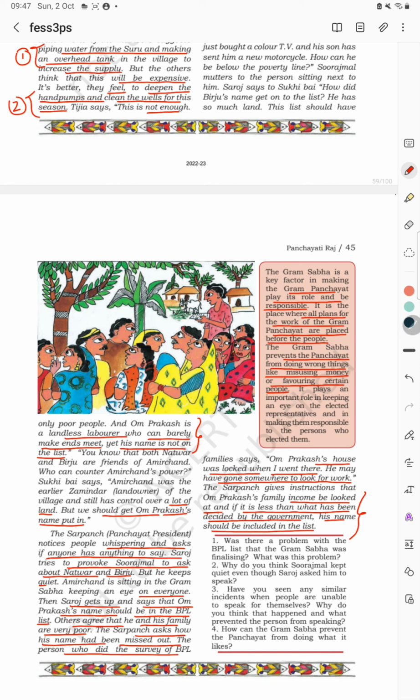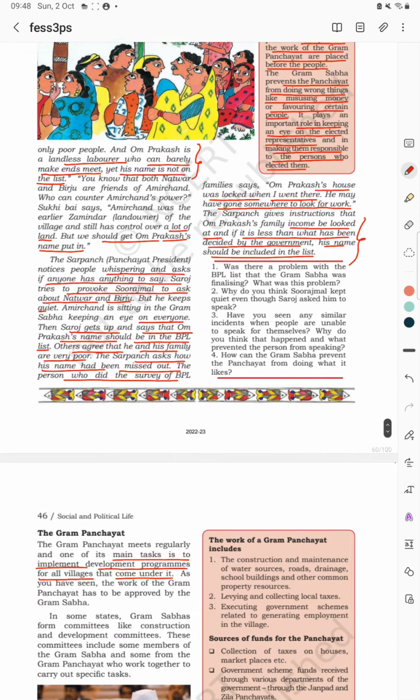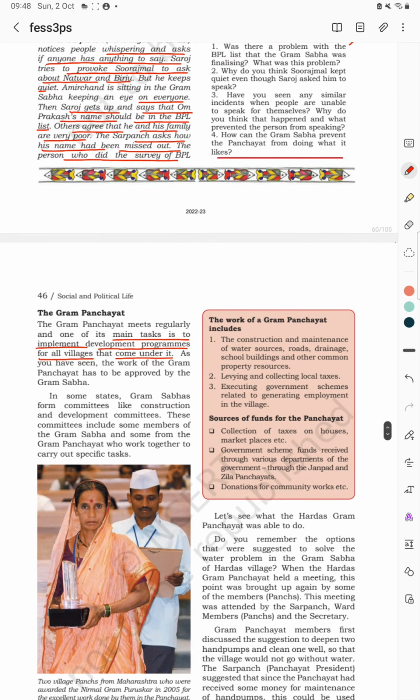So it plays an important role in keeping an eye on the elected representatives and in making them responsible to the people who elect them. Basically, through participation in the Gram Sabha, the members keep an eye on the elected representative and make sure that this person works in an accountable manner. And we have seen here.